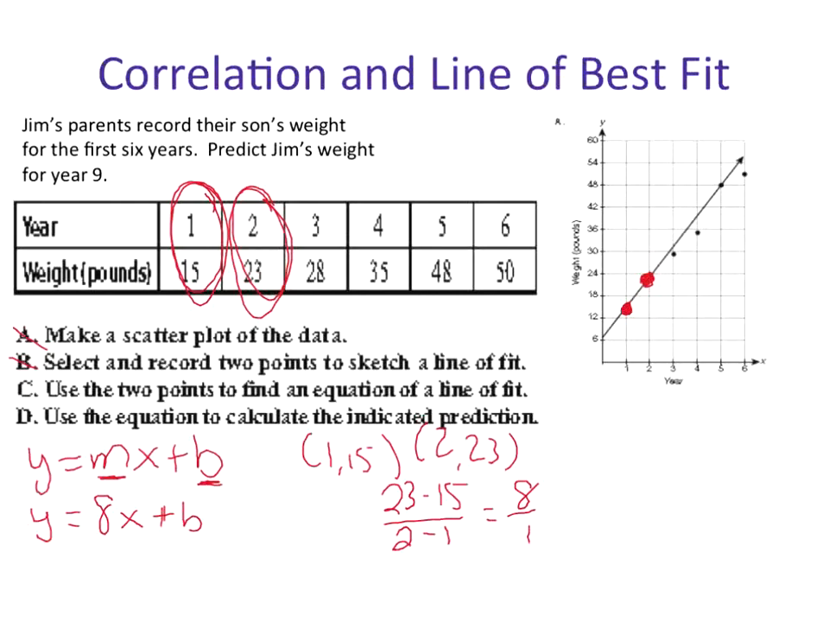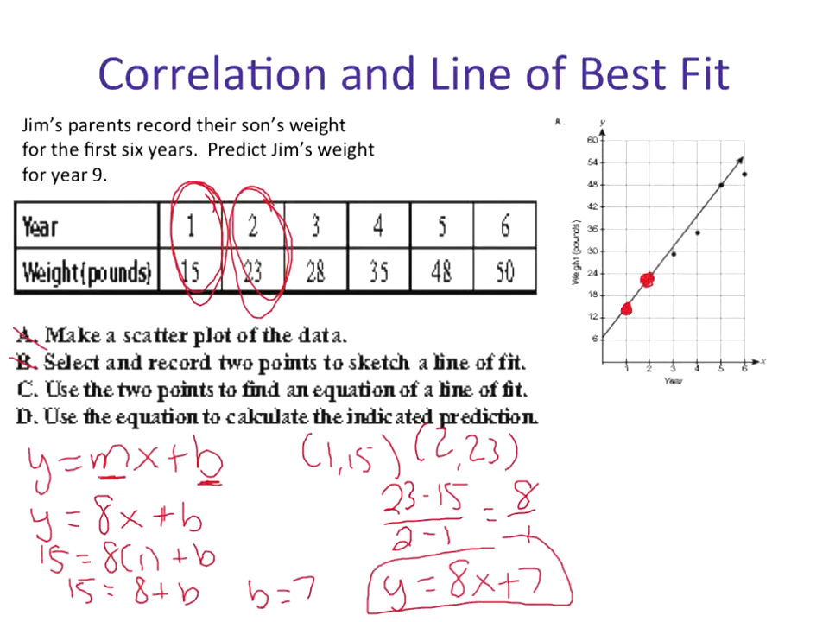I'm going to plug it in. So for y, we can pick either one. We'll get the same answer. I'm going to pick 15 equals 8 times 1. Do you see what I did? I took my y equals 8x plus b, and I'm just plugging in an x and a y. So I'm going to get 15 equals 8 plus b. What's your b? 7. Fabulous. Let's write my equation. So I have y equals 8x plus 7.